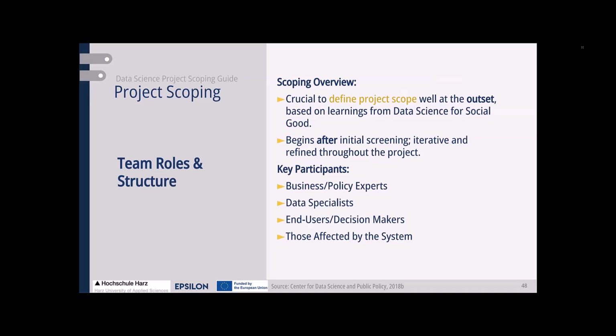If you do the scoping itself, you have to define the scope. After the initial screening, it is iterative and refined throughout the project, this is the characteristic of the scope. So the scoping could be agile, because depending on the information that you find in the organization, depending on the findings based on your data analysis, the scope might change in one direction or the other. Therefore, be aware that you allow yourself to change the scope within the project if necessary.